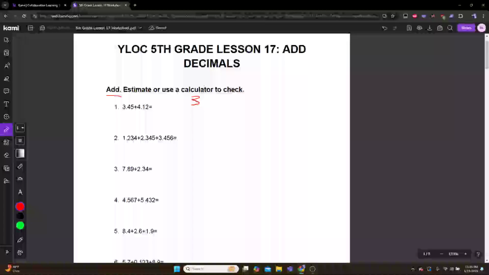3.45 plus 4.12. When we add decimals, we want to line up the decimal point. Then we add these. 5 plus 2 is 7, 4 plus 1 is 5, and then bring the decimal point down, and 3 plus 4 is 7. So the answer is 7.57. And to check, we can estimate this to be 3 plus 4-ish, which is 7, and 7.57 is around 7.